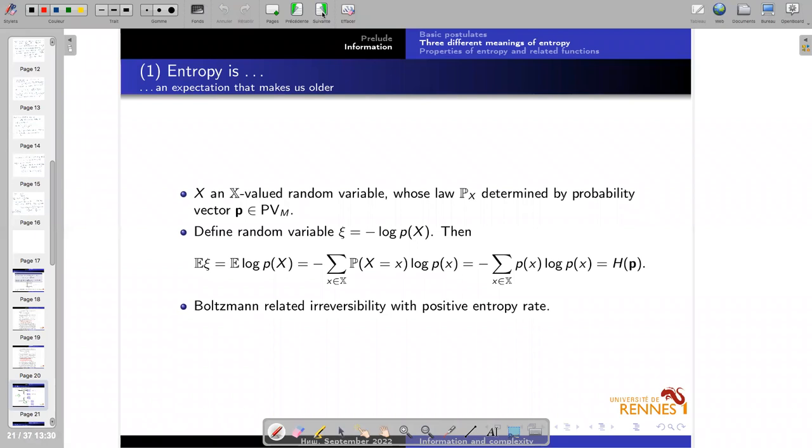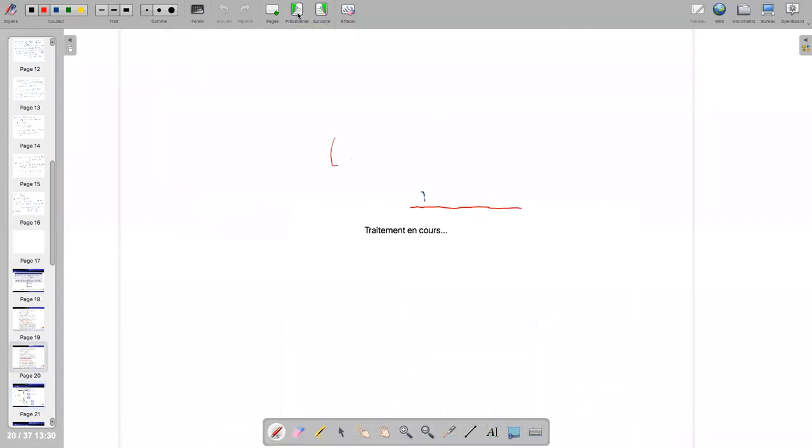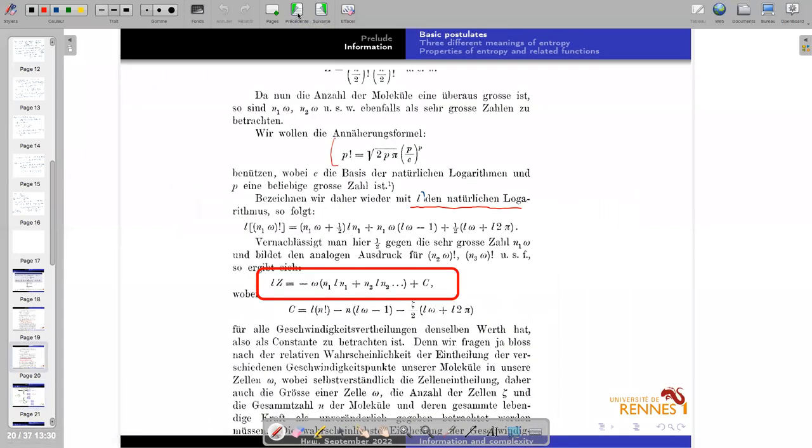I think that this is the good point to stop, because tomorrow we can see what the entropy is, and you will see three different interpretations of the entropy. So I was much slower than I thought, but I think that it was important to make at least this proof on the board. And so if you have any questions, I am in your place.